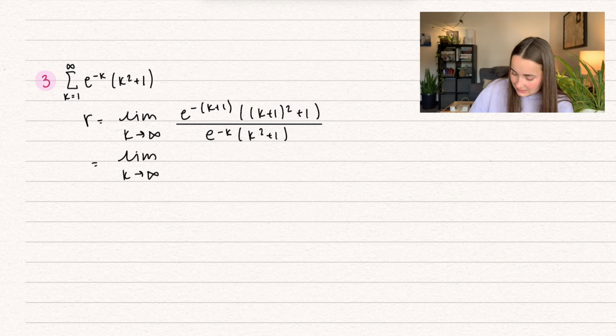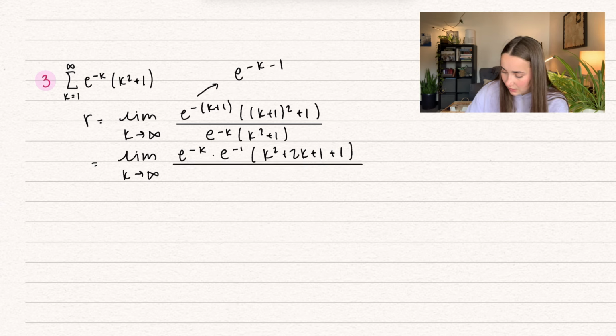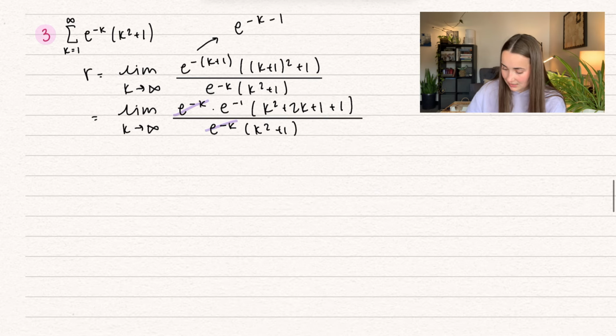So notice in this exponent, this is going to be e to the negative k minus 1. I can rewrite that as e to the negative k times e to the negative 1. And if you wanted to square k plus 1, you can do that. So k squared plus 2k plus 1 plus that additional 1 on the outside, and all of this divided by e to the negative k times k squared plus 1. So again, we're going to notice what cancels out. First, we have that e to the negative k cancels, and so far that's the only thing that cancels.